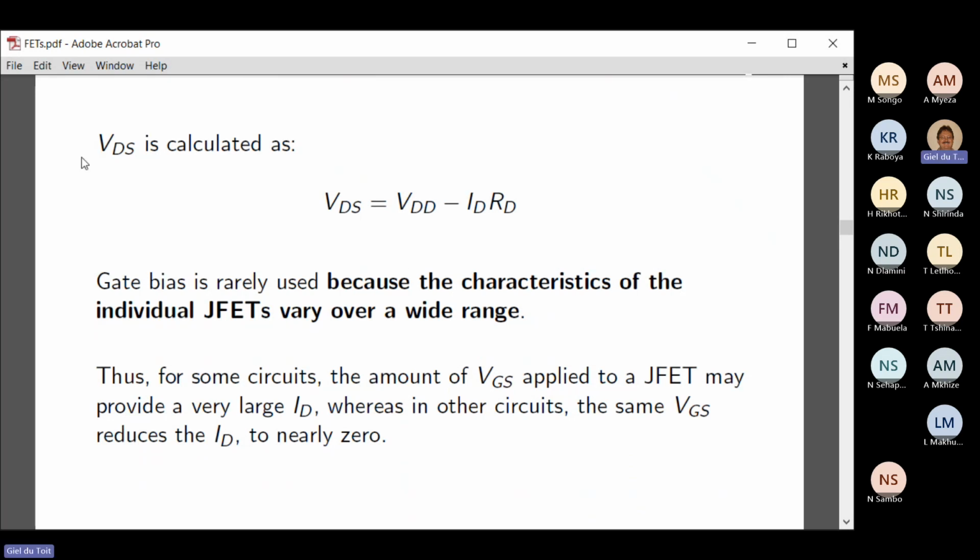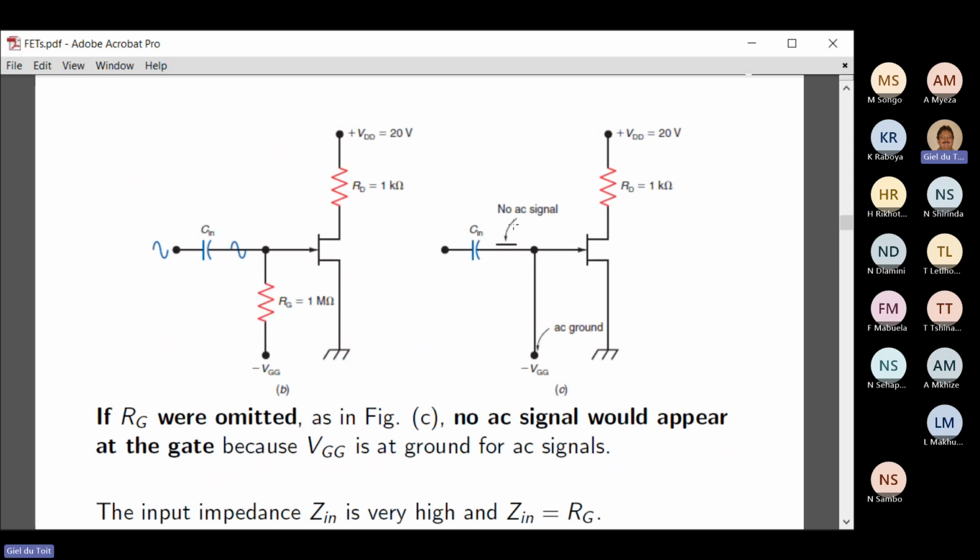So now we can calculate the voltage on the drain source, on the output, basically. The voltage on the output is VDD minus the current in the drain times the resistor in the drain, because there's a volt drop over that resistor. That's why it's the current in the drain times the resistance in the drain. Let me go to the picture. The current in the drain is this current, and the voltage over it is the voltage over this resistor here.